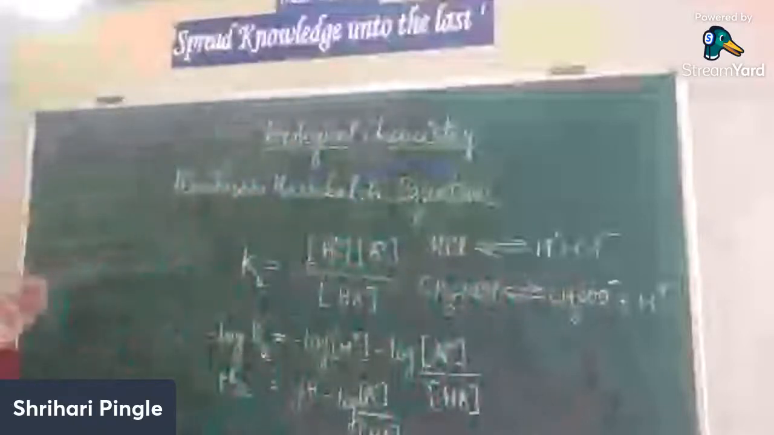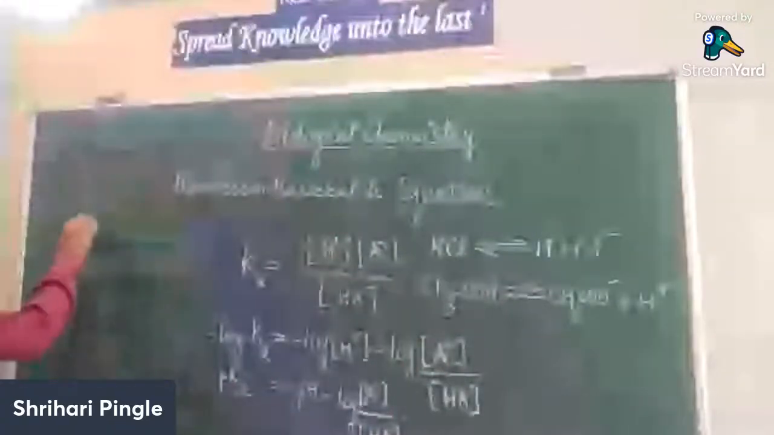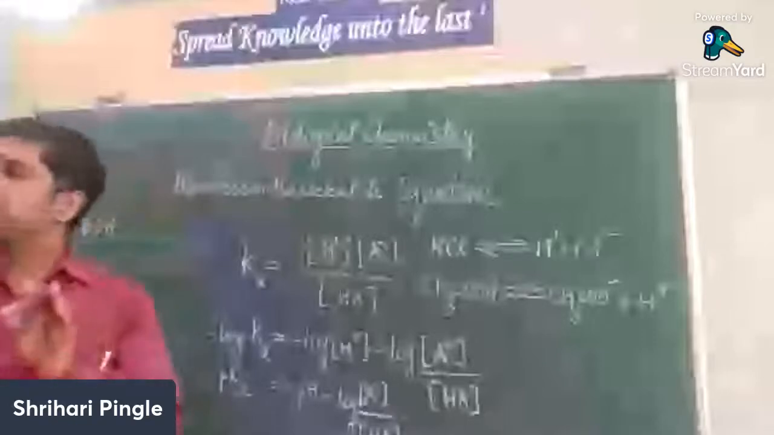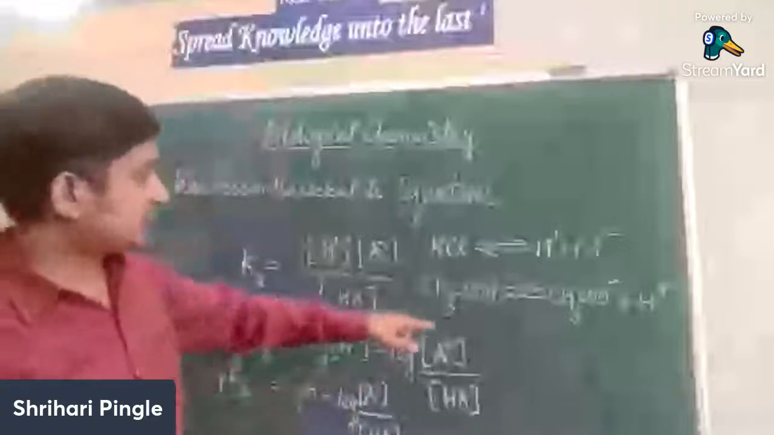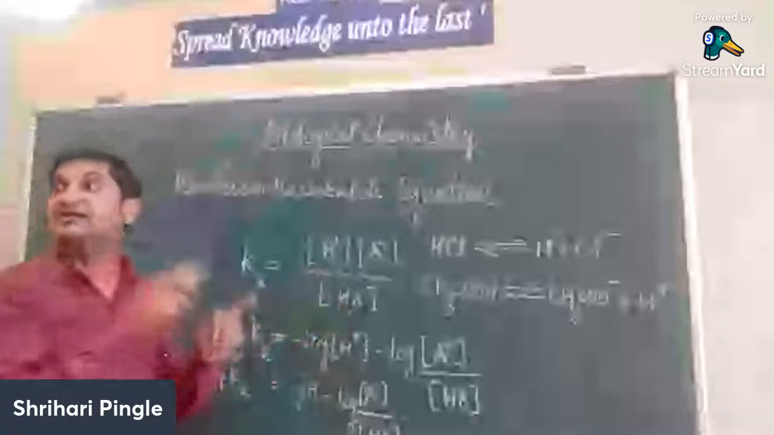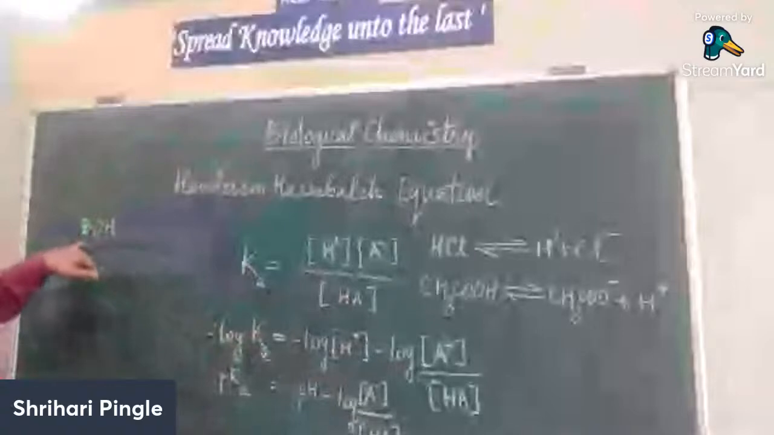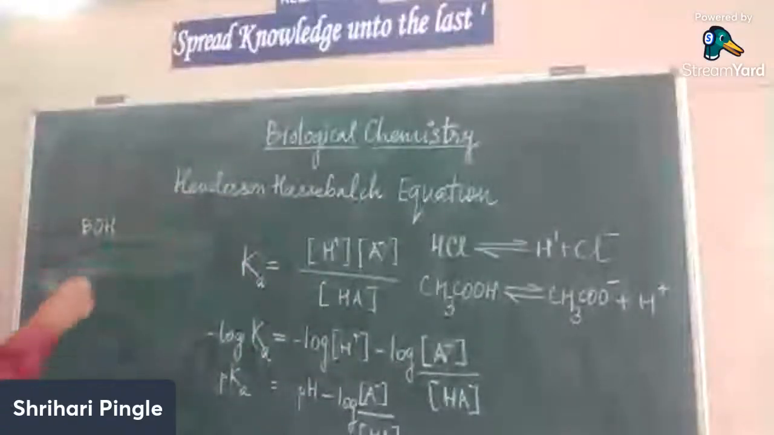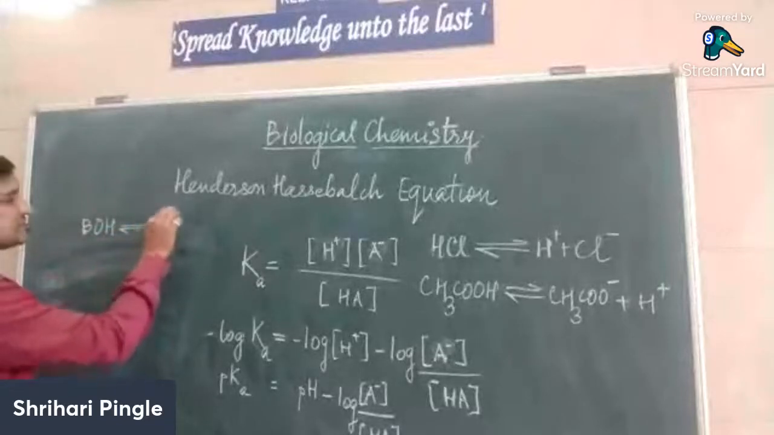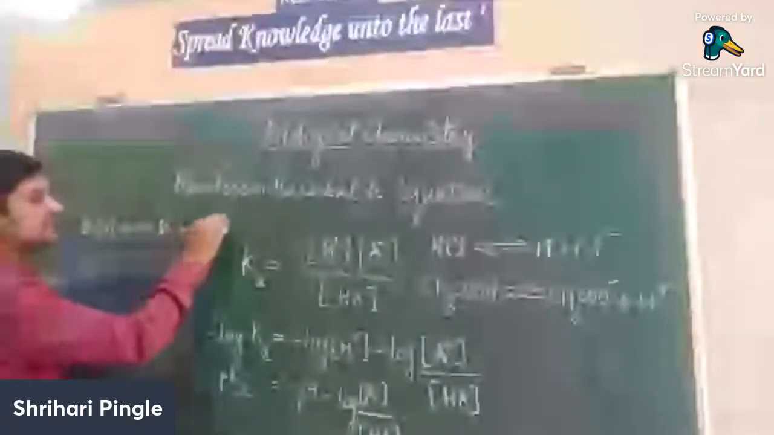Now imagine that instead of an acid, there is a base. For our understanding, I'm writing it as BOH, just like we wrote acid as HA, because H was the hydrogen ion that was coming out, and it is an acid. Similarly here, B is the base and OH is the hydroxide. So when the base dissociates, it will produce B plus and OH minus.